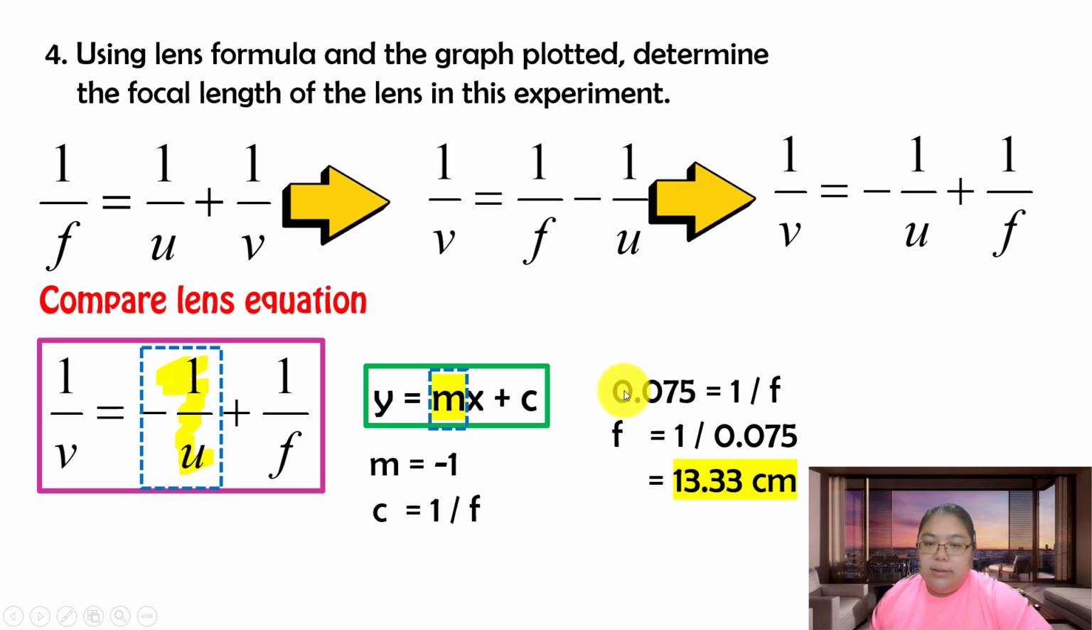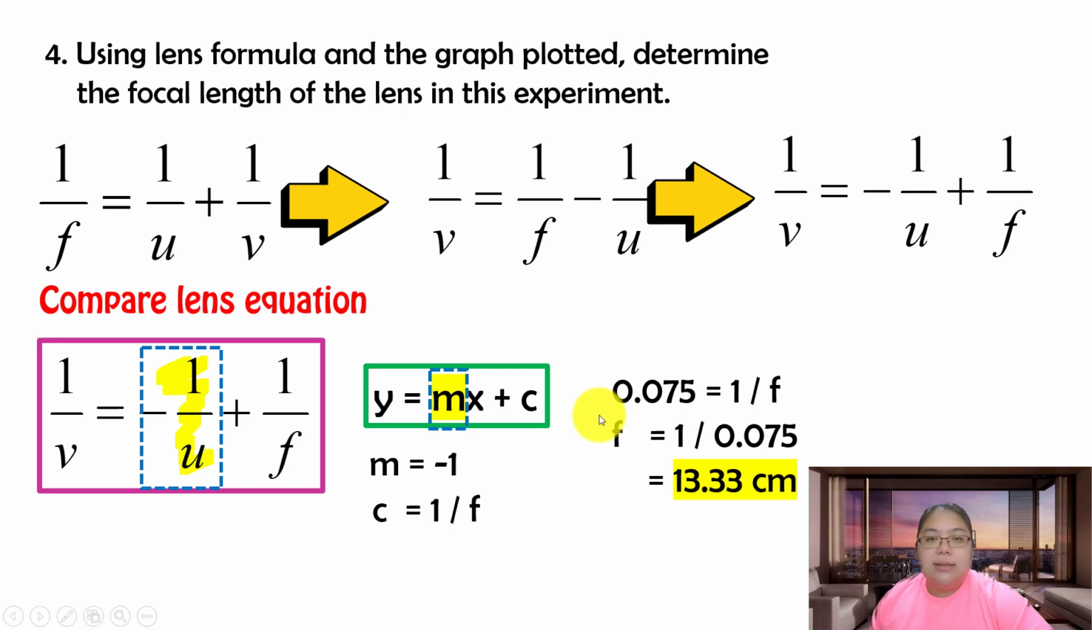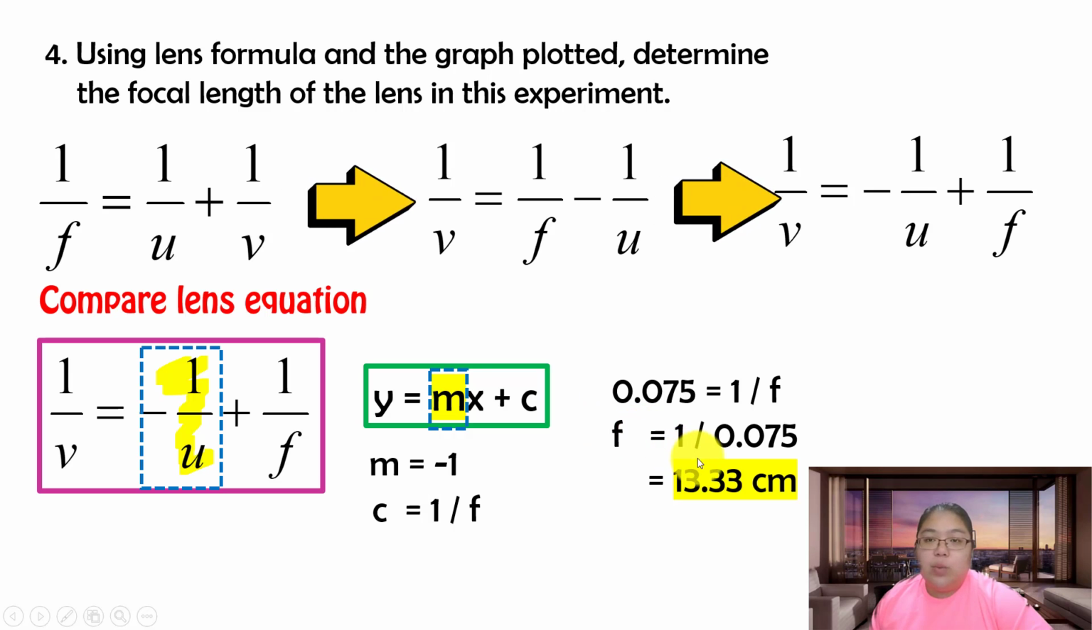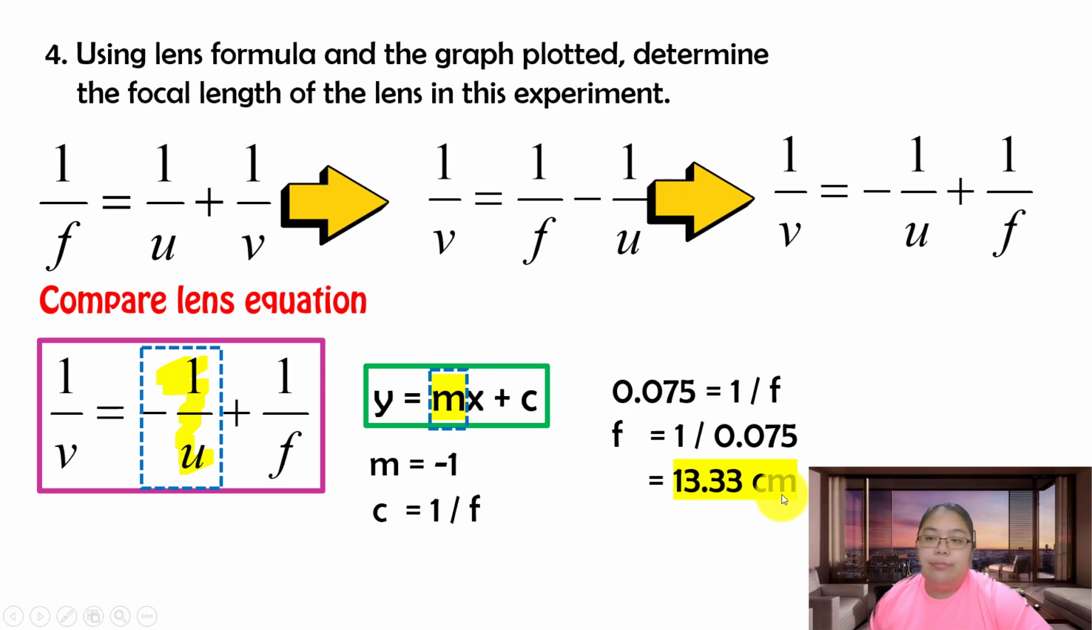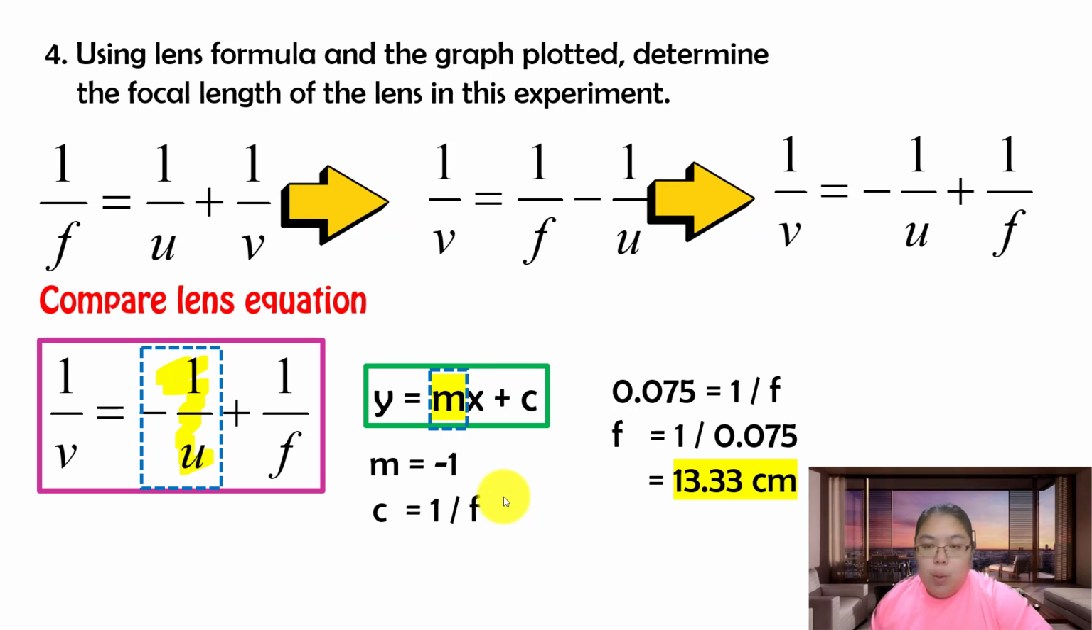So that means 0.075 equals 1 over f. So from here we can find the f already. So the answer now, the focal length for the lens we're using, is 13.33 cm. We never do any calculation, we're just using the graph to compare two equations only.